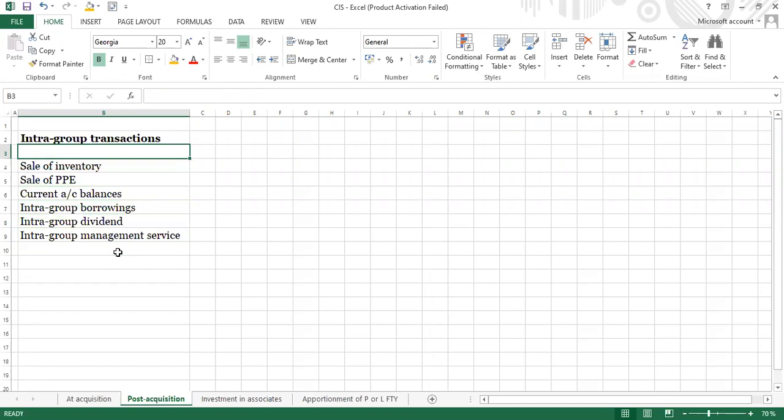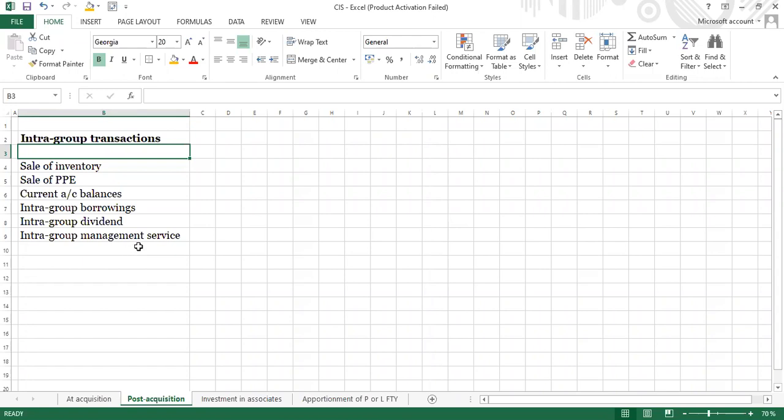But regardless, this is the principle under intra-group transactions. When there is an intra-group transaction, one party will be earning an income while the other party will be incurring an expense. That's what usually happens. So the principle is simple.